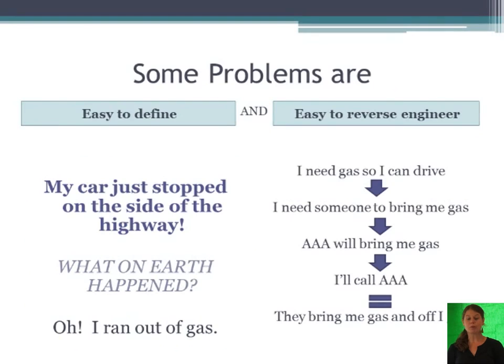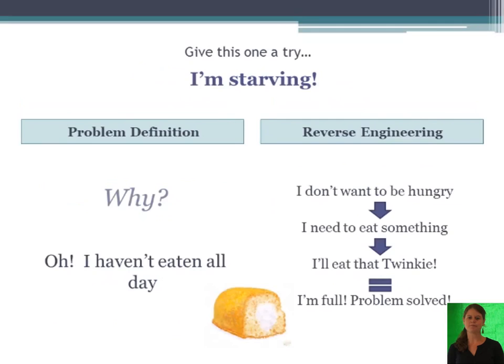Some problems are really easy to define. My car just stopped on the highway. What on earth happened? Oh, I ran out of gas. Makes sense. And equally easy to reverse engineer. I need gas so I can drive. I need someone to bring me that gas because I can't drive to get it. AAA will totally bring me that gas. I'll call AAA, they bring me gas, and off I go. Easy.